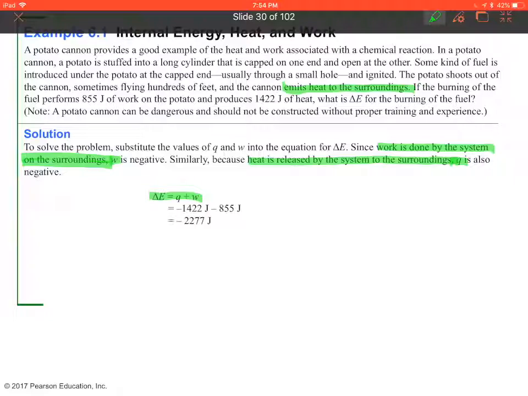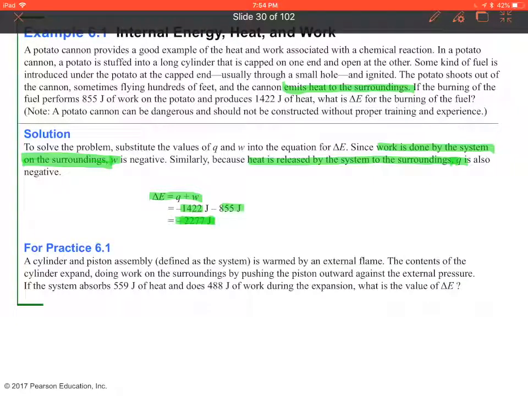So here's our formula. Change in energy equals Q plus W. And so our Q is negative and our W is negative. Therefore, our answer is also going to be negative. 2277 joules.